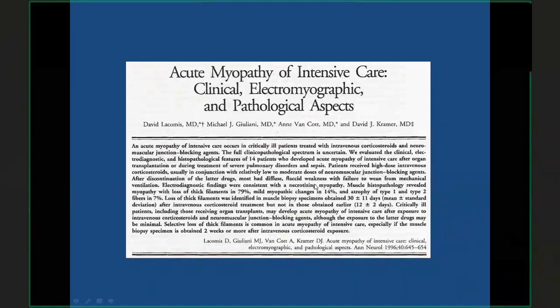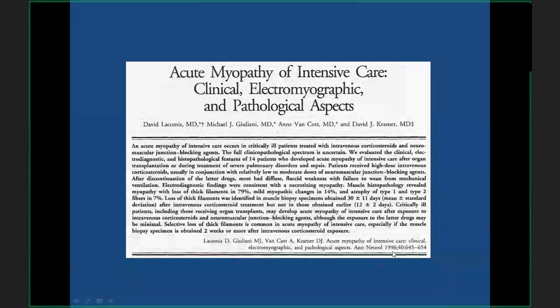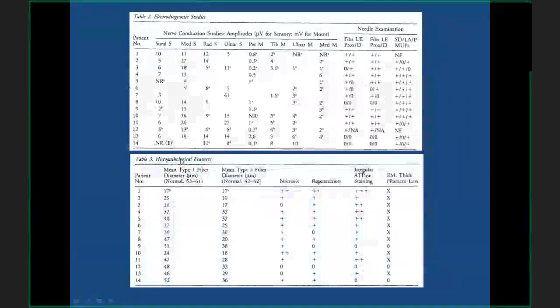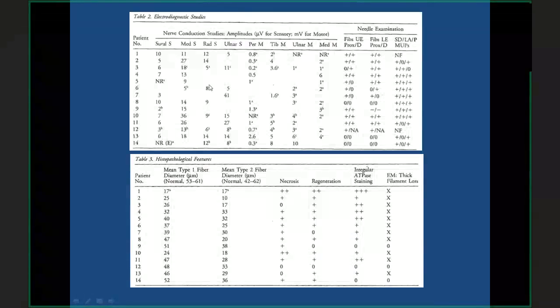There's another condition. In the 1990s, they noticed that some ICU patients did not develop critical illness polyneuropathy. Some patients had relatively normal sensation, but the patients were very weak. They thought about possible myopathy. Here's an article published in 1996 showing acute myopathy of the ICU. There were a total of 14 cases. They did a nerve conduction study.